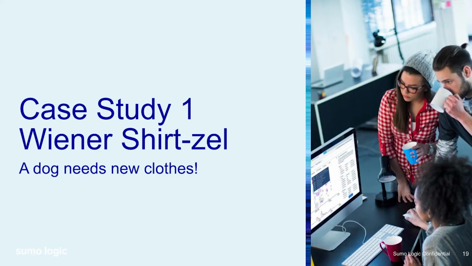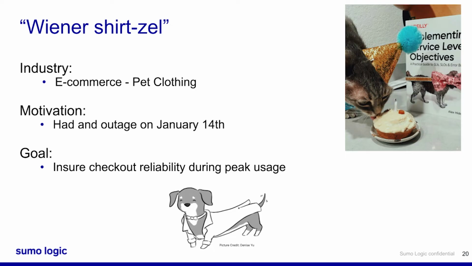So let's get into our first case study, Wiener: A Dog Needs New Clothes. Wiener is a fictional e-commerce site from Alex Hidalgo's Implementing Service Level Objectives book. They sell pet clothing, and they recently had an outage that contributed to poor user experience. Let's dive in and discover how SLOs can help them become more reliable.